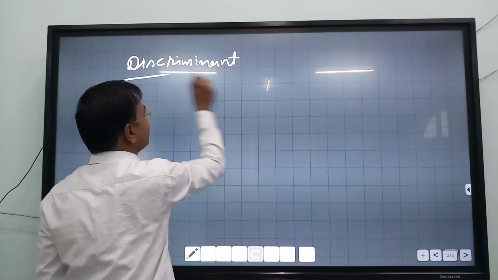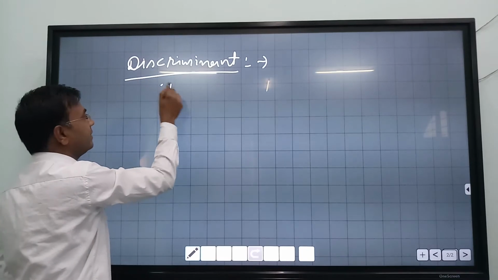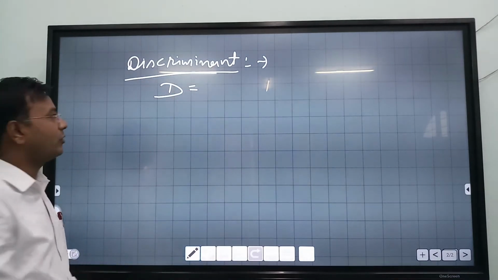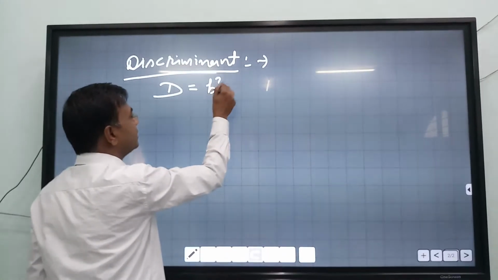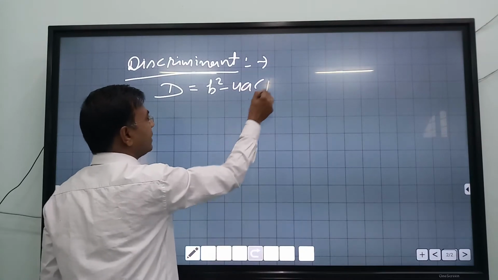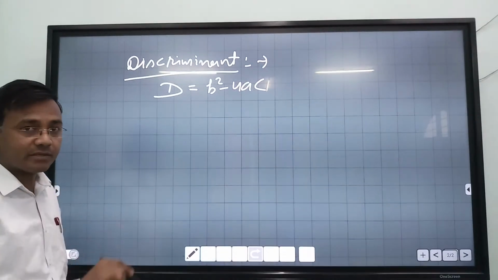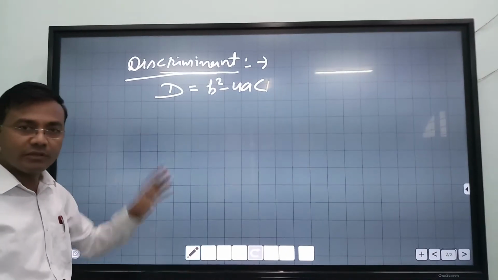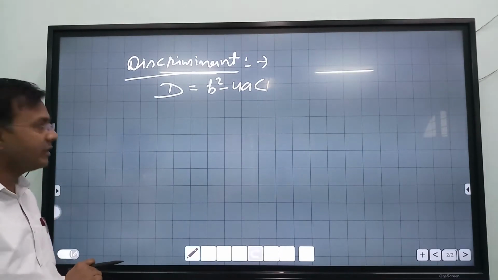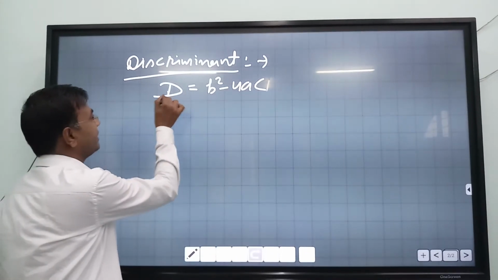Discriminant, denoted by D. D equals a very important number, b square minus 4ac, which decides whether the equation has real roots or not. So that's why this D is very, very important.